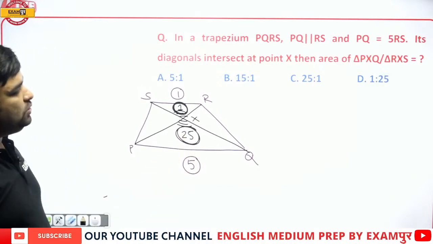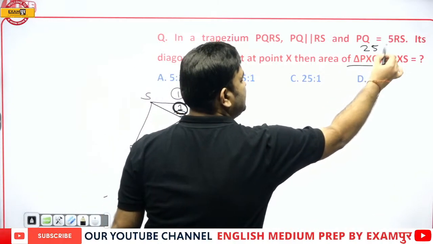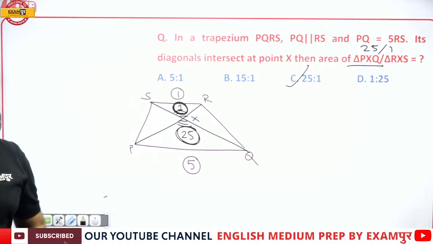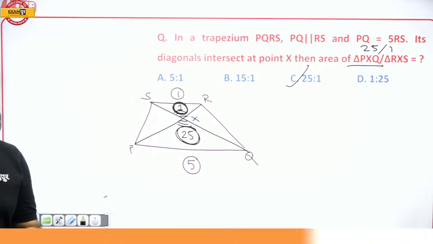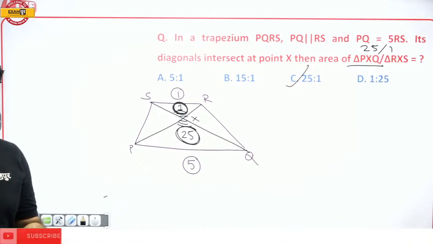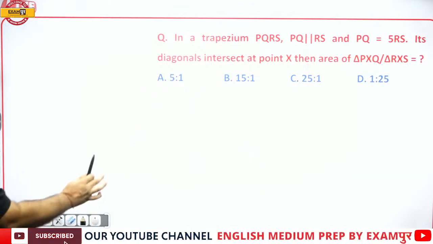So area of PQX is 25 and area of RSX is 1. 25 ratio 1 is the answer. Next.